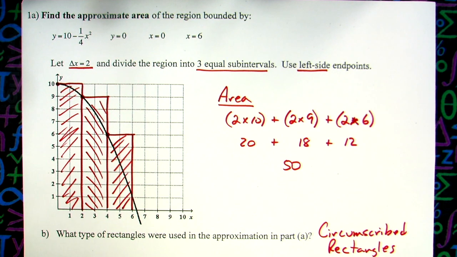So again, just a basic, really early on introduction to these left-sided endpoints, dividing a region into equal subintervals, and then approximating the area. Again, in a Calc 1 class, this will ultimately lead to what's called a Riemann sum.